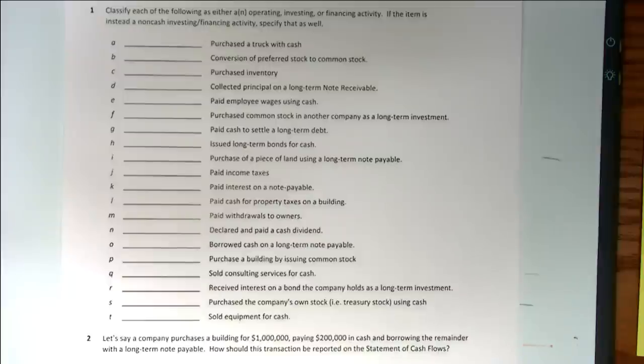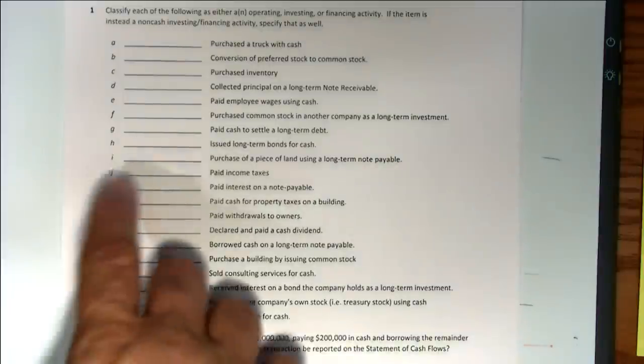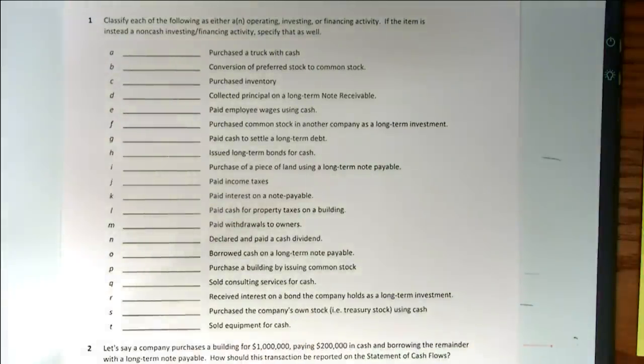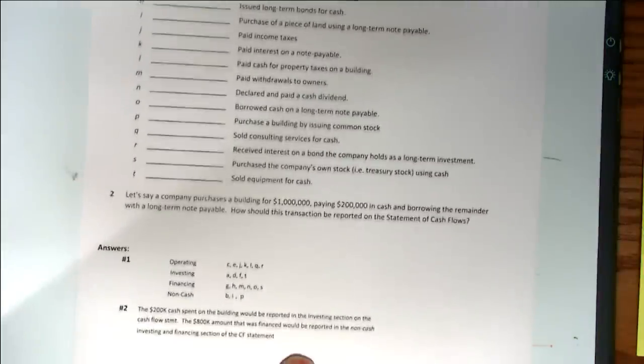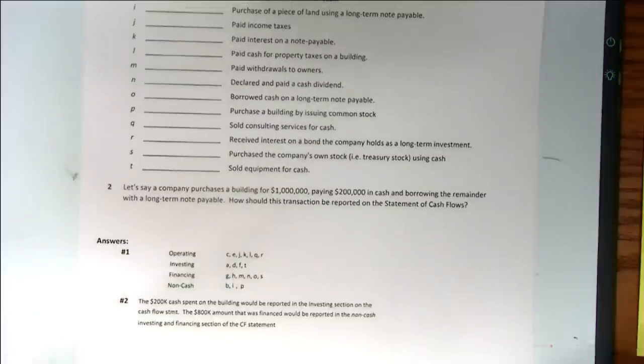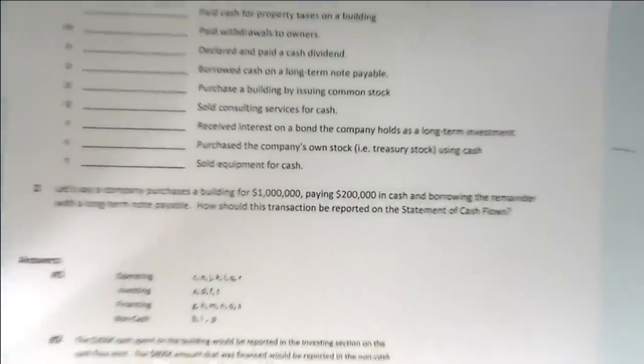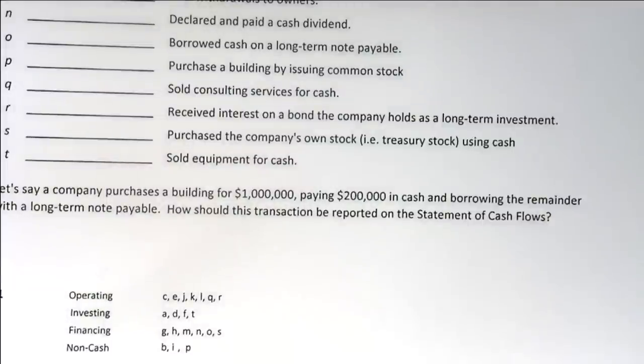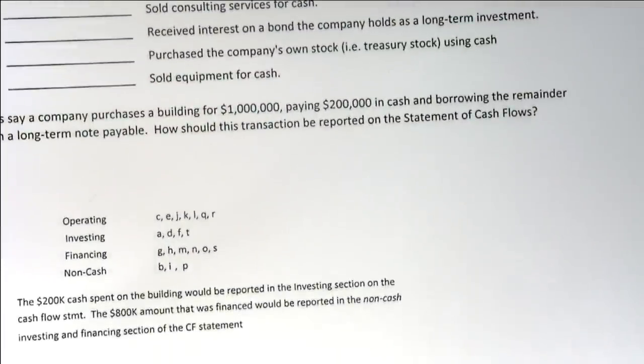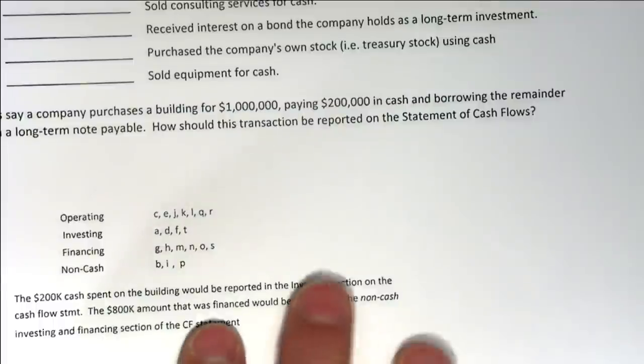Now, if you go to this practice handout again, I actually have a few non-cash transactions in there. And like I said, the answers are at the bottom. But I don't want you to look at those. So our quiz, folks, will be next period, at the very beginning of next period.